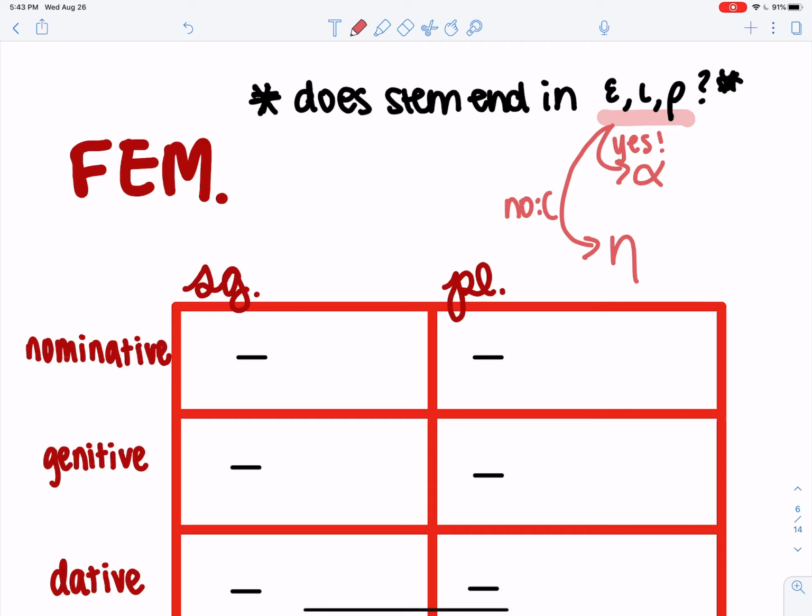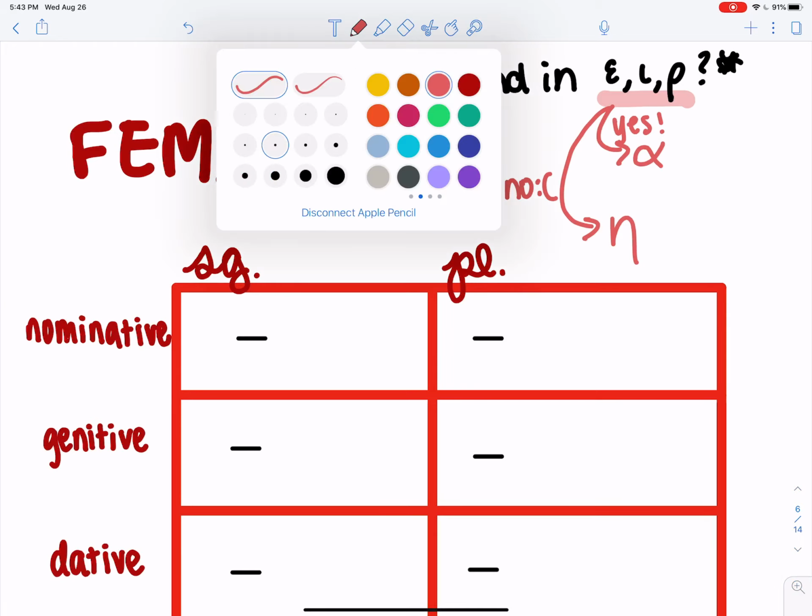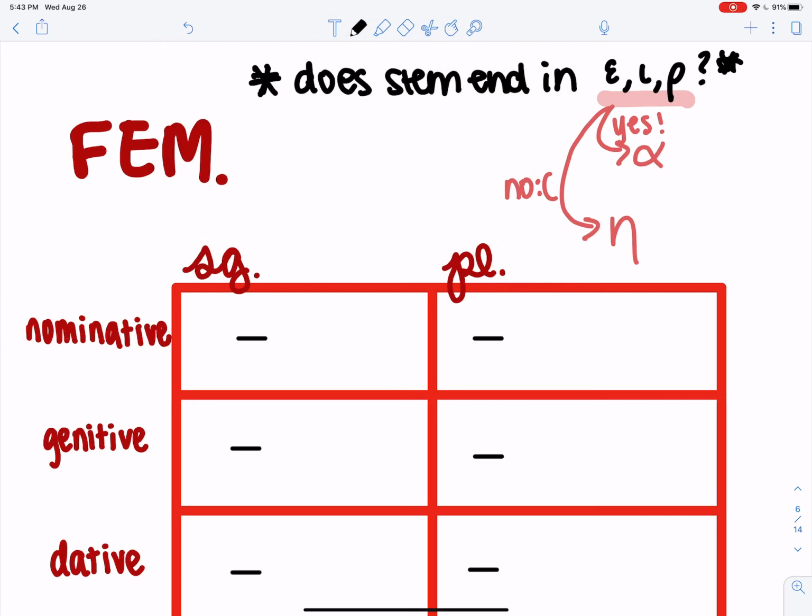So, when you see an adjective, to find your stem, take off the ending. And this question addresses that very last letter in your stem. This will make more sense once we do practice. So, back to our question. If your stem ends in epsilon, iota, or rho, you're going to use alpha endings, and if the stem ends in anything else, you're using eta endings.